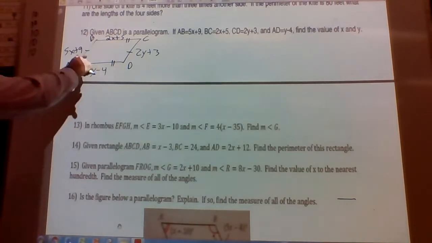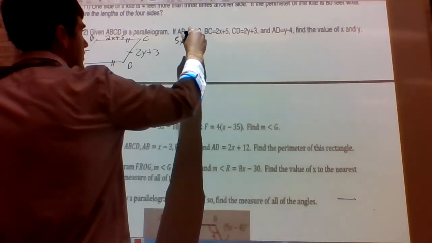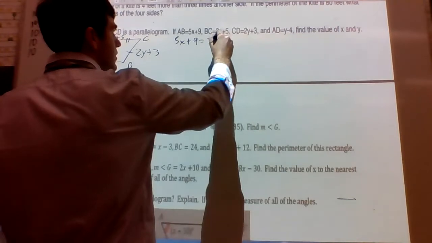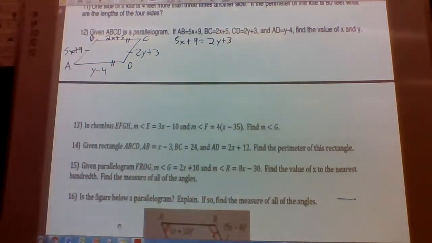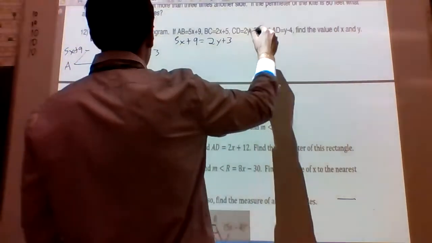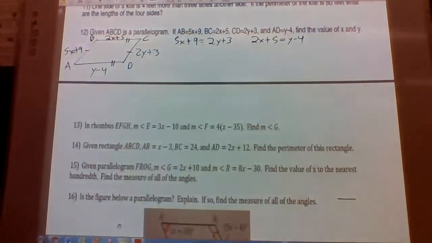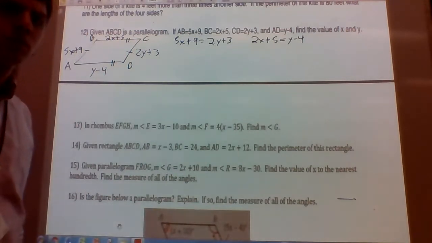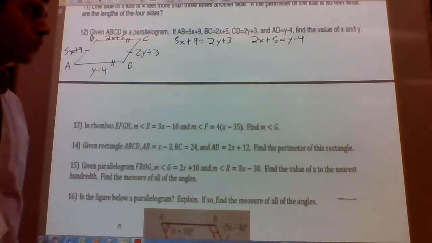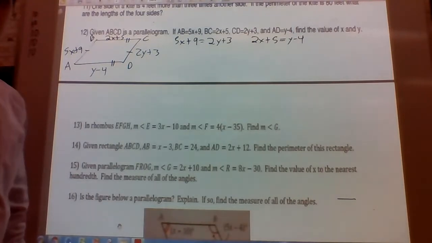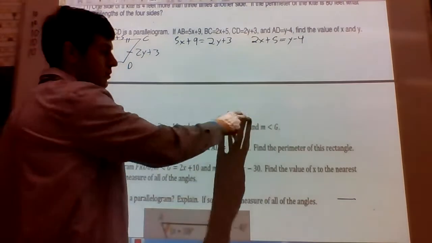Since AB is congruent to CD, we know 5x plus 9 is going to equal 2y plus 3. We also know, since BC is congruent to AD, that 2x plus 5 is going to equal y minus 4. So we have 2 equations with 2 variables each. Normally, I like elimination better than substitution, but in this case, substitution is going to be easier. But you can do it either way. I'm just going to do substitution because I think it's easier.